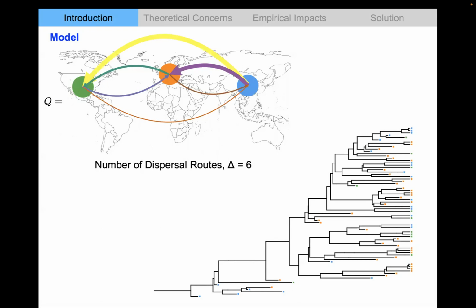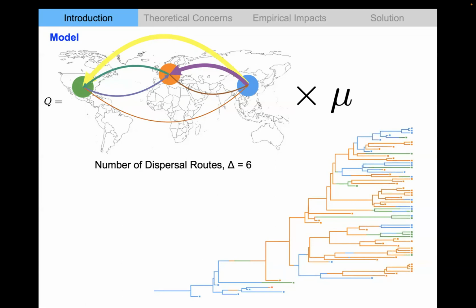In a pre-pandemic world, we should expect most, if not all, dispersal routes to exist. However, when there is a travel ban between China and the United States, dispersal cannot occur directly between those two areas. The corresponding dispersal routes are thus removed from the model. These pairwise dispersal rates are relative, and the model contains another independent parameter mu that represents the average rate of dispersal among all areas. So we imagine the virus originating in one of the areas at the root of this tree, then evolving over the tree under the geographic model, giving rise to the areas we observe at the tips.